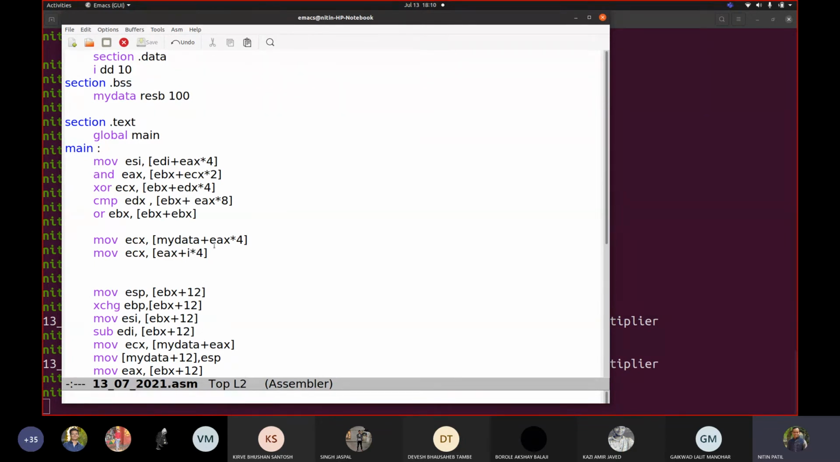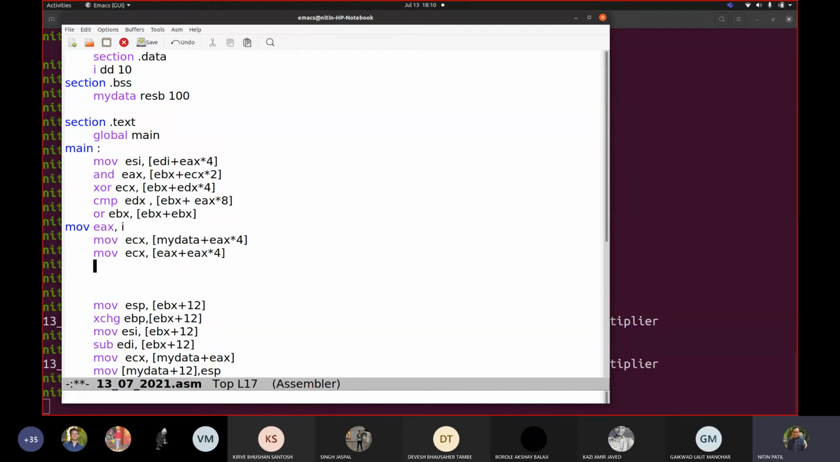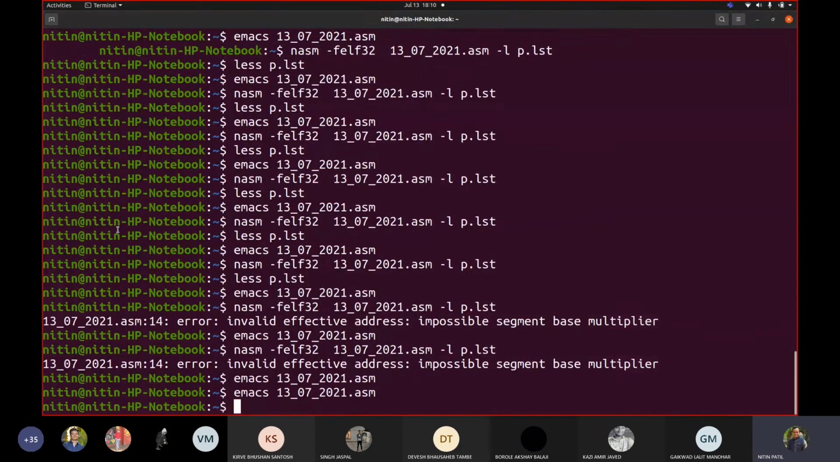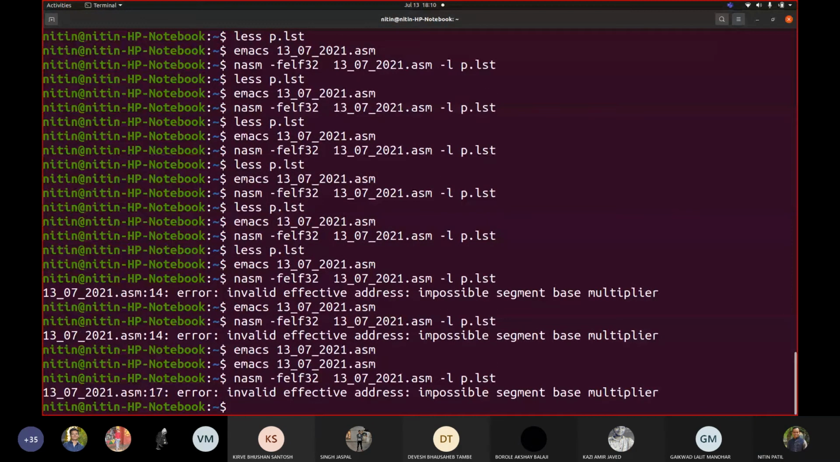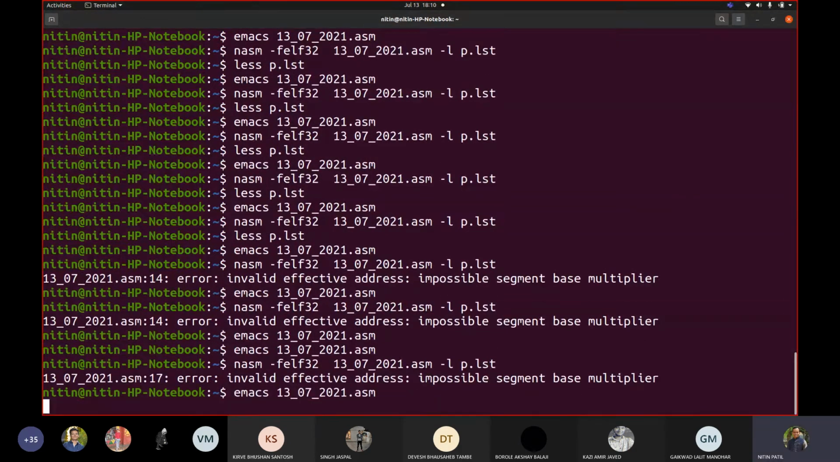Now what happens is this EX might contain some address. So if I write, say for example, move EX comma I, and if I write EX here, it will accept this, correct? Similarly, whether I am using I over here or EX over here, we don't mind. This should be accepted, correct? But let us see how it reacts.